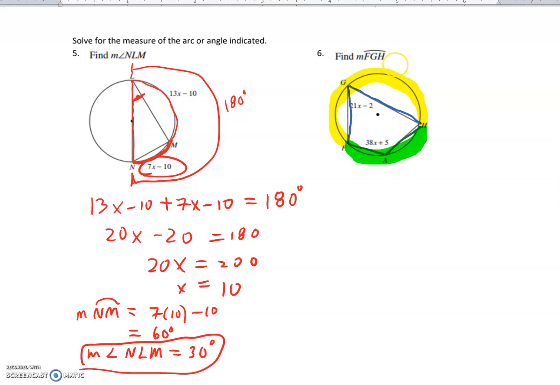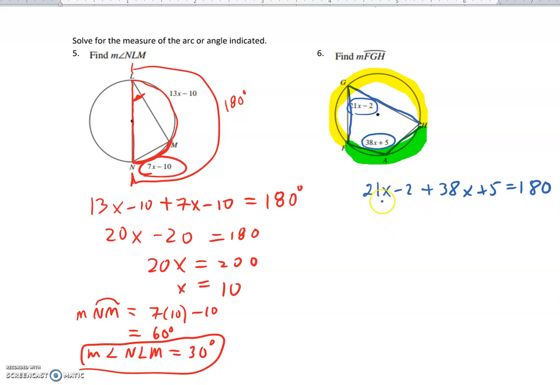Well, if I add those arcs together, they have to be 360 degrees, but what we do know about the main relationship with inscribed angles is that the inscribed angle is half of the measure of its intercepted arc. So that means that when I add the inscribed angles together, they would have to be half of the measure of the sum of my arcs, which is half of 360, so they have to be 180 degrees, or supplementary. So I'm going to say 21x minus 2 plus 38x plus 5 has to equal 180 degrees.